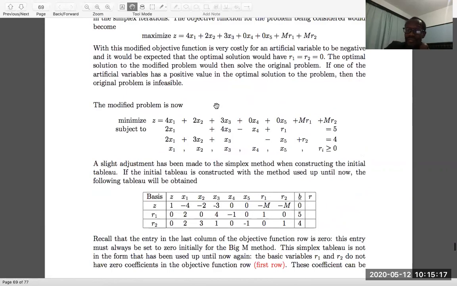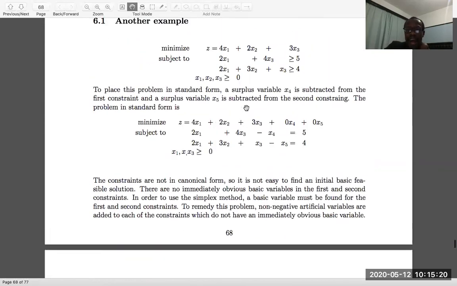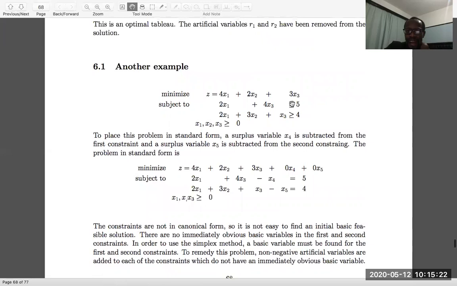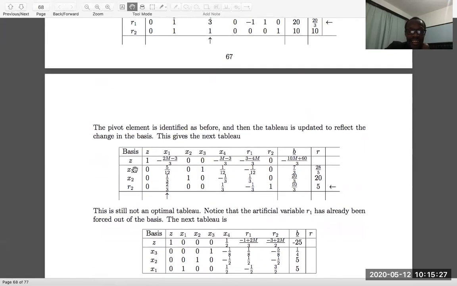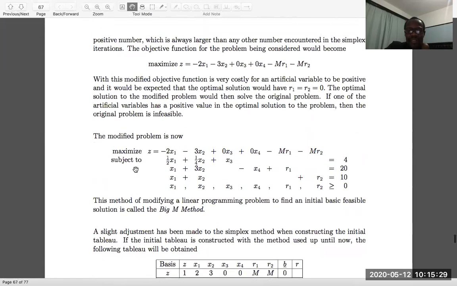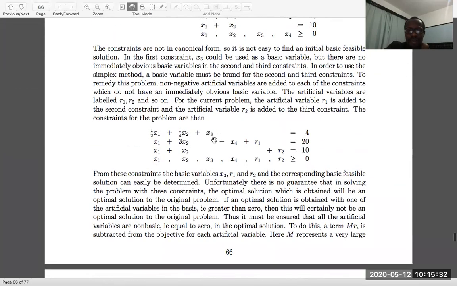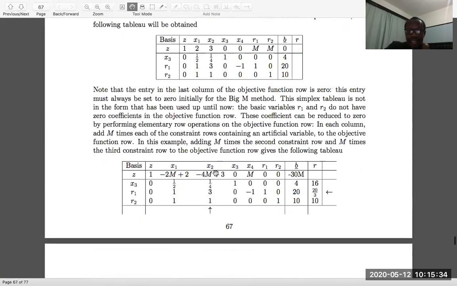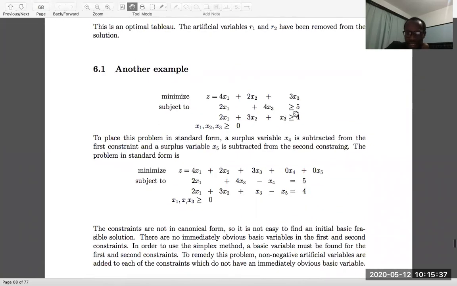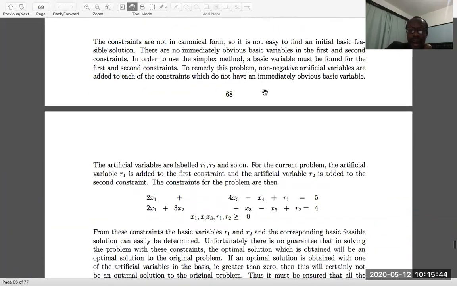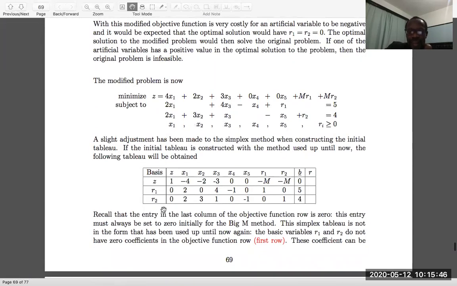And notice that in my example, I don't have any other variable. I added R1 and I added R2. There is no X3 like here. Why? Because X3 here was a result of being added here, but for me, I didn't have that. I only had greater or equal constraints. So it means my bases now are going to be my artificial variables R1 and R2. If I can get rid of them out of here, I get a good solution.